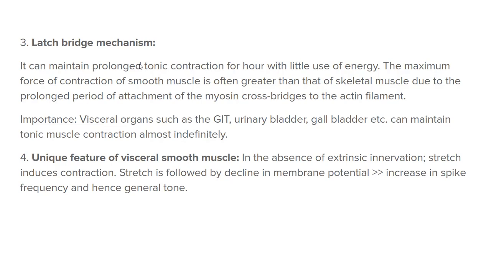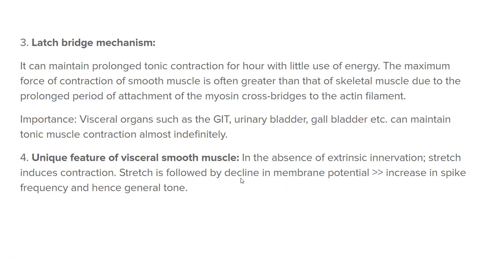That is, the cross bridges that formed do not latch quickly and they also do not disconnect quickly. So it stays in a state of contraction for a longer period of time. That's why it has the capacity to maintain this basic tone of the GI tract, the urinary bladder and the uterus. So a unique feature of the visceral smooth muscle: in the absence of extrinsic nervous innervation, stretch induces contraction.